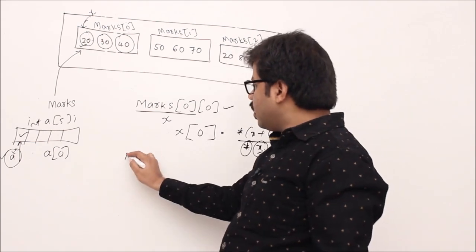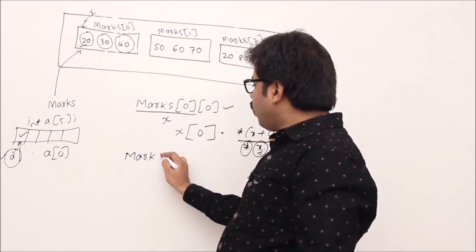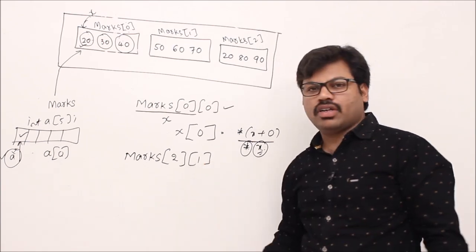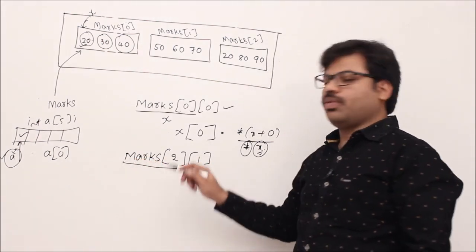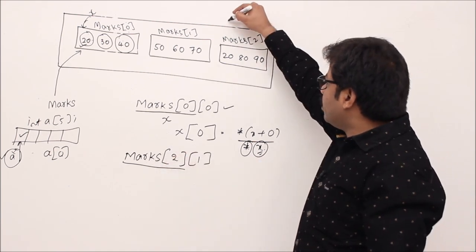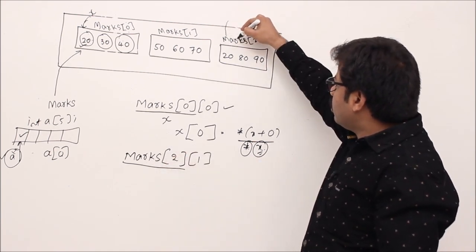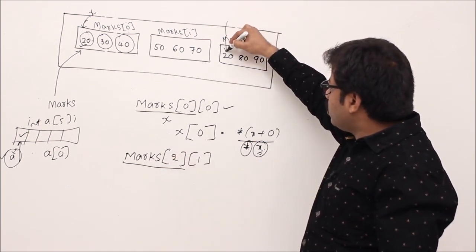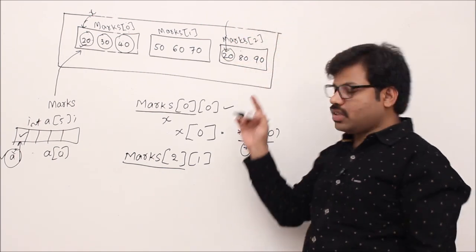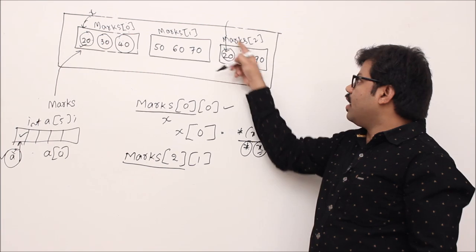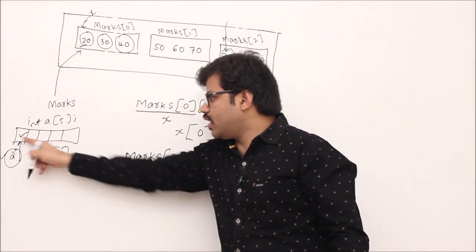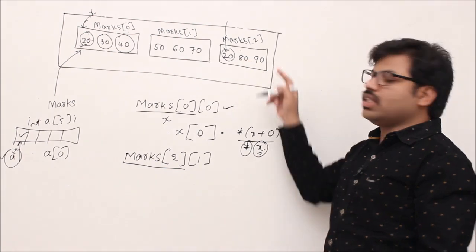To understand it clearly, let's take marks of 2 comma 1. What happens? We'll see. Let's focus on marks of 2. What is marks of 2? Marks of 2 is nothing but this pointer, right? This pointer is pointing to the first integer in this third array, right? Since marks of 2 represents this array, like this one, where A is representing this one, in the same way, marks of 2 represents this one.